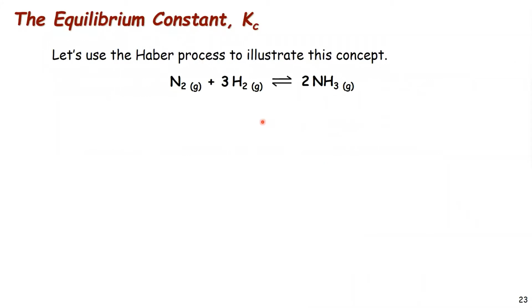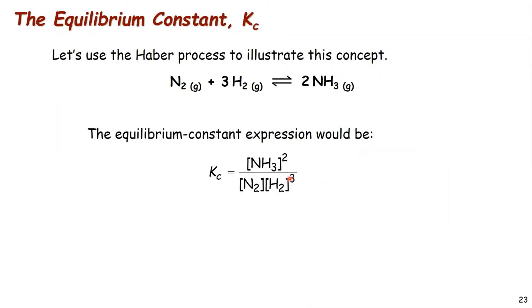Okay, so let's use the Haber process again to explore this equilibrium constant. So here's the equilibrium constant expression. You're going to hear this a lot. So when I say equilibrium constant expression, again, we're just saying that K is equal to the concentration of the products raised to its coefficient in a balanced chemical equation, divided by the reactants, each raised to the coefficient in the balanced chemical equation. So nitrogen raised to the first, and then the hydrogen raised to the third. And so there is the equilibrium constant expression.